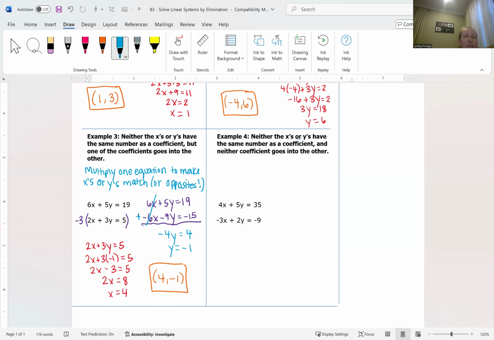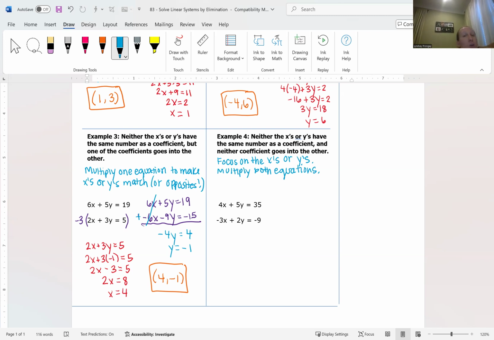Okay, last one. Example 4. Neither the x's nor the y's have the same number as a coefficient, and neither coefficient goes into the other. Okay, for this one, focus on the x's or y's. Pick one, doesn't matter. Okay, and multiply both equations to make them match. I'll just say multiply both equations. I think you get the point of this one.